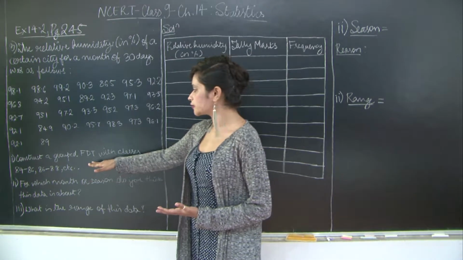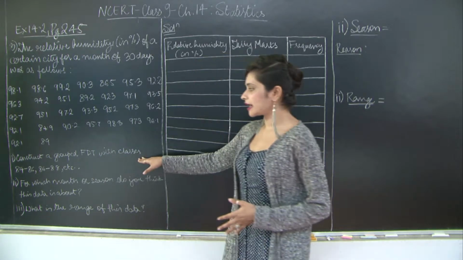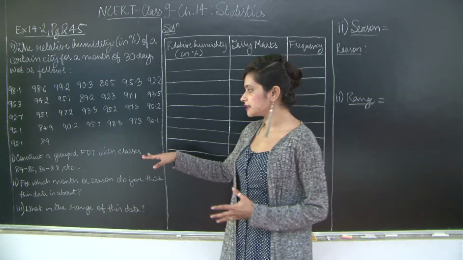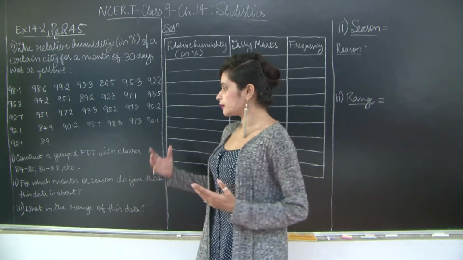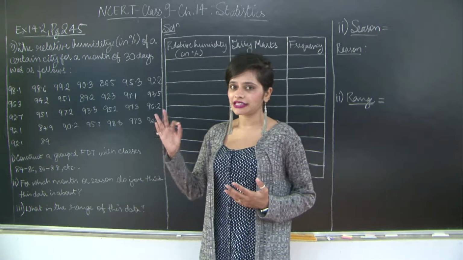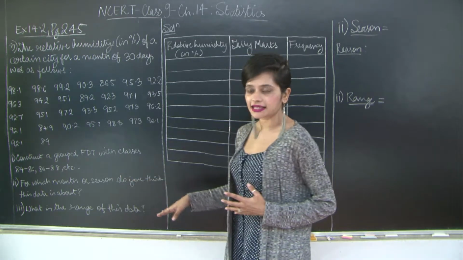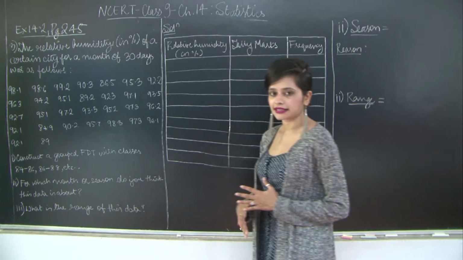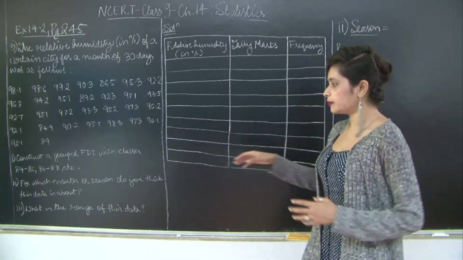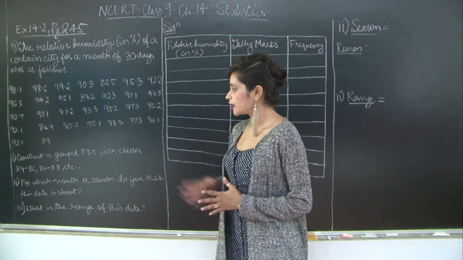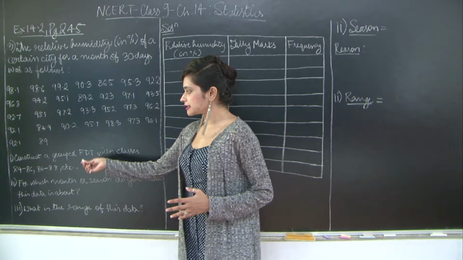We need to construct a grouped frequency distribution table, that's FDT for a frequency distribution table, with classes 84 to 86, 86 to 88 and so on. So for 84 to 86, the class size is 2. How? We have 85, 86, right? For which month or season do you think this data is about, and what is the range of this data? On the basis of the frequency distribution table that we will draw, we will write the conclusions for these two. Now we've been given the starting class intervals, which are 84 to 86, 86 to 88.